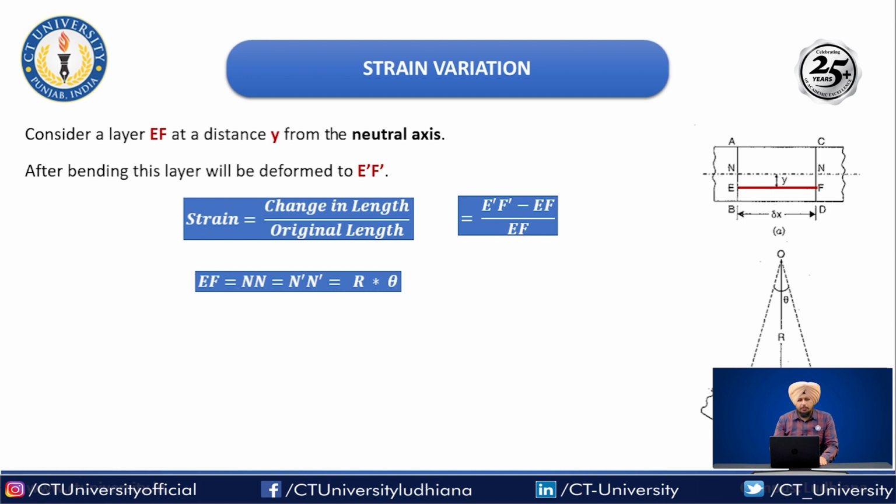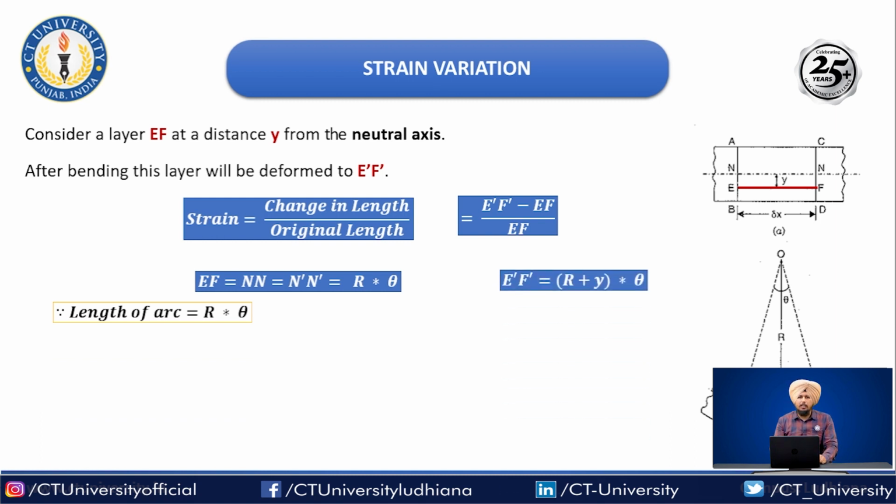Now here the mathematics comes. We need to find the length of EF, and if you carefully see, the length of EF is the same as the length of the neutral axis NN. And NN is also equal to N dash N dash, the length of the neutral axis, which remains the same before and after. From the second figure, figure B, we can find the length of arc N dash N dash, and that will be equal to r into theta, that is, the radius of curvature of the arc into the angle subtended by that arc. So the length of the arc will be equal to r theta.